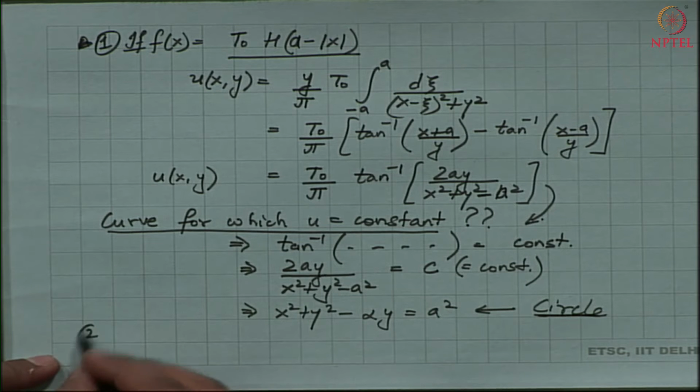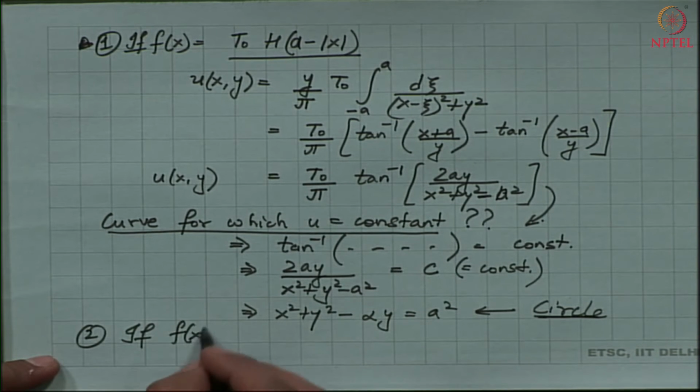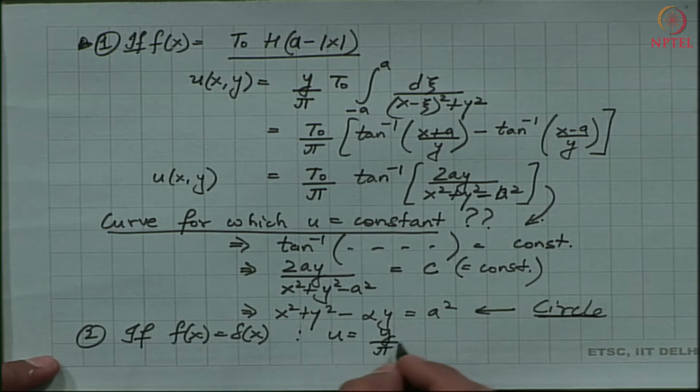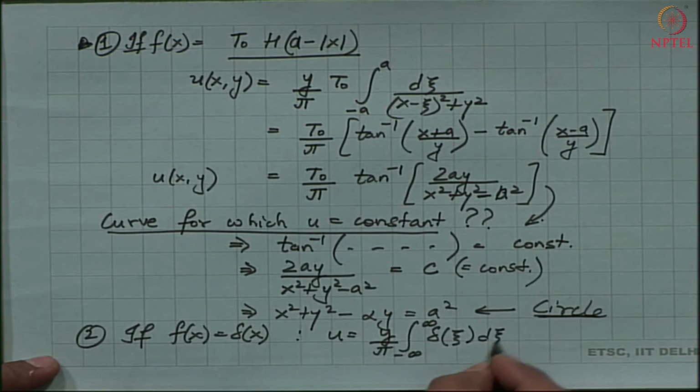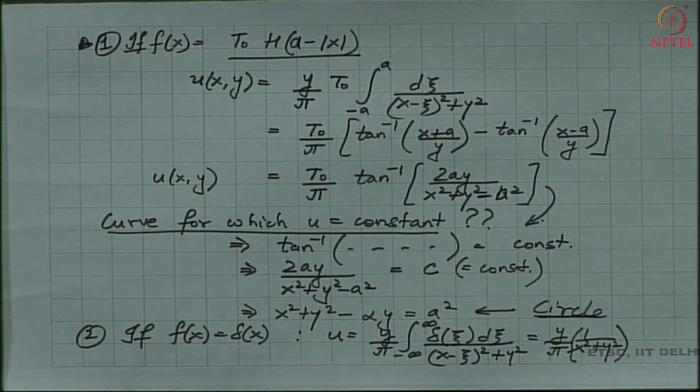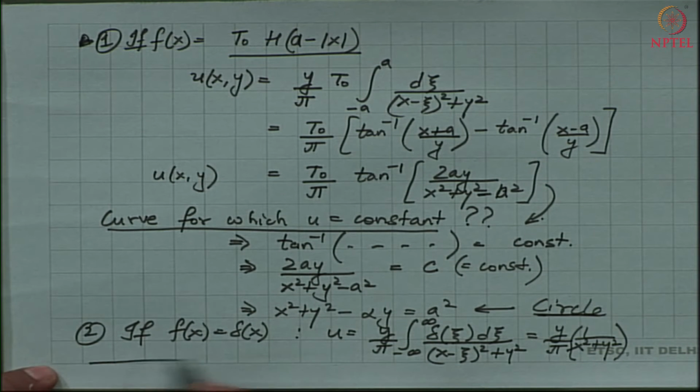Now, another case could be that I choose my f of x to be the delta function. Then I can see that u, again I replace, is y by pi integral from minus infinity to infinity of delta of zeta d zeta divided by x minus zeta square plus y square, which is also equal to y by pi times 1 by x square plus y square. Okay. So, these are some special cases of the problem. Anyway, let us continue and look at some more examples.